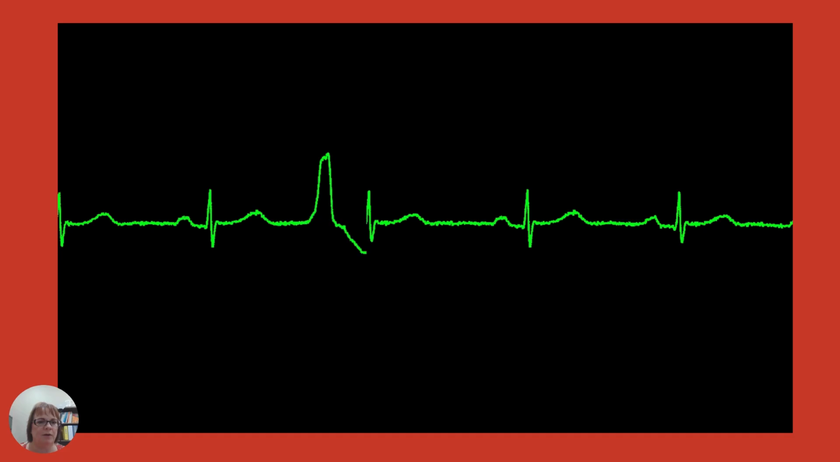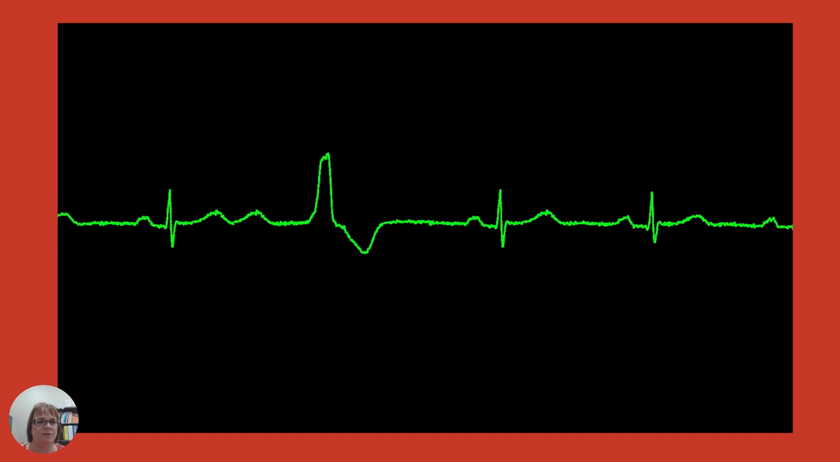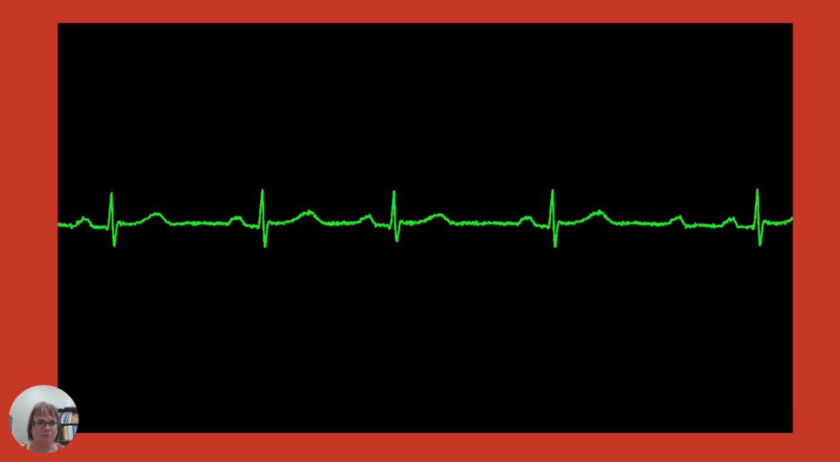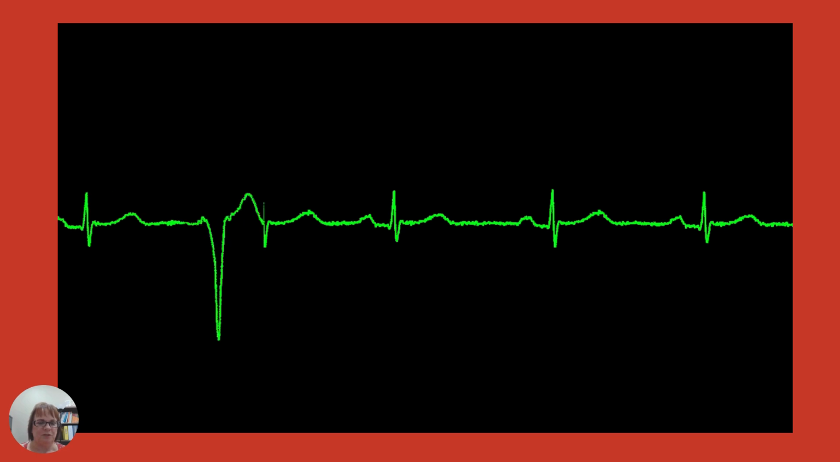So there was one right here. And there's one that looks a little different this way. Here's another one. So those are what PVCs look like.